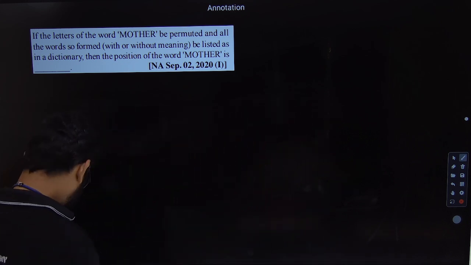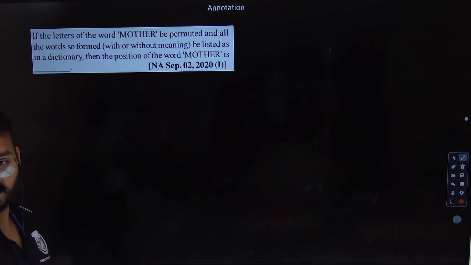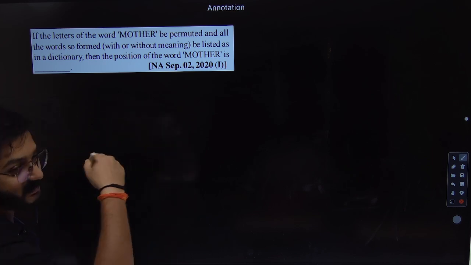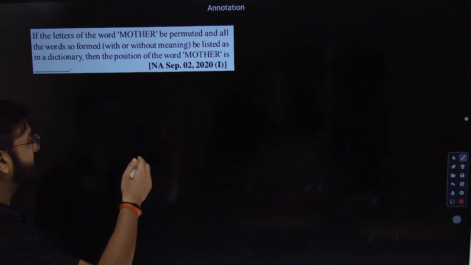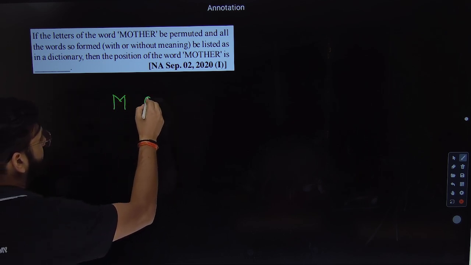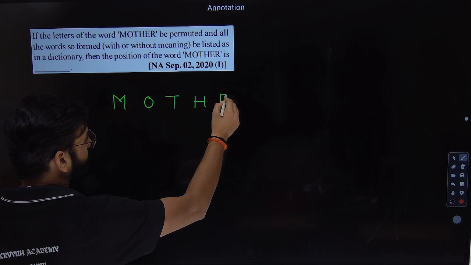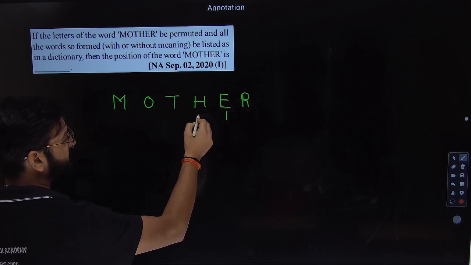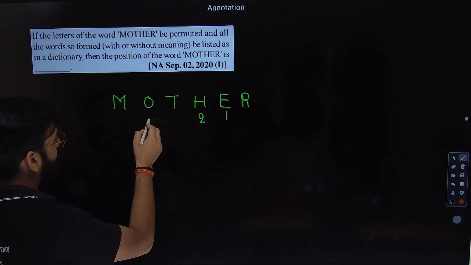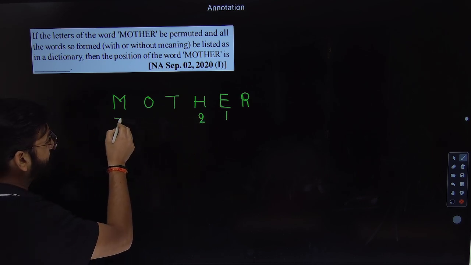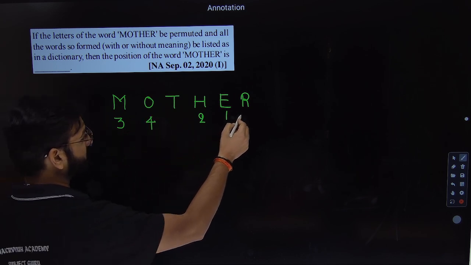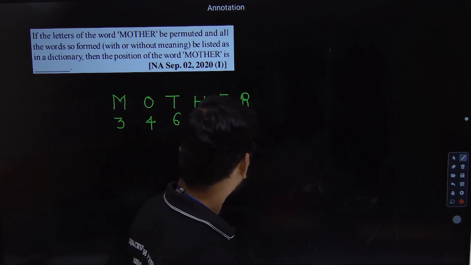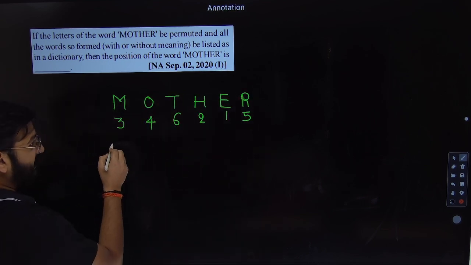Well, all of you see on the board. So this question will also take 1 minute, not more than that. So first of all, let's arrange them in the order of the dictionary. So if I write the word MOTHER, which one is the first one? E. Second one, then O or M. I've written the numbers according to the dictionary. So it is arranged as in the dictionary.